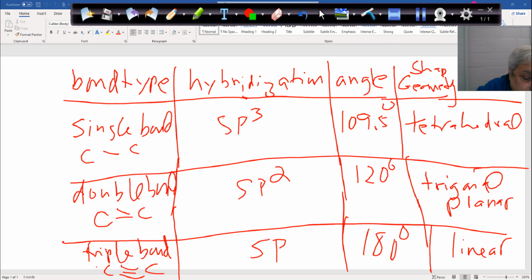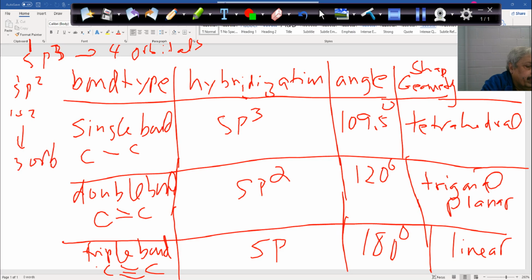Triple bond has sp hybridization. When I say sp3, for example, it means how many orbitals I have. s has 1 and p3 has 3, so I have 4 orbitals to make those bonds. For example, sp2, how many do I have? 1 plus 2 make 3 orbitals. Those are single bonds, and so on.